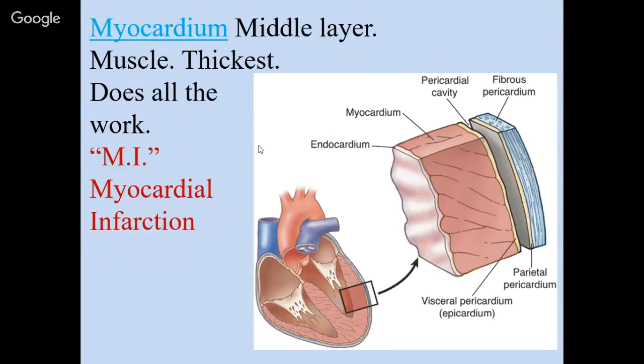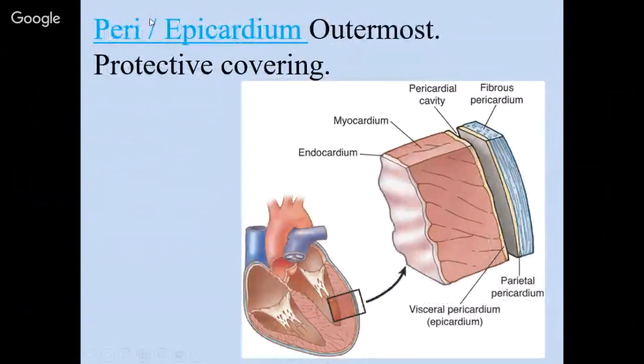MI, myocardial infarction, that's this muscle tissue is dead, cannot come back. And this is where the troponin enzymes are released. This is a protective layer.